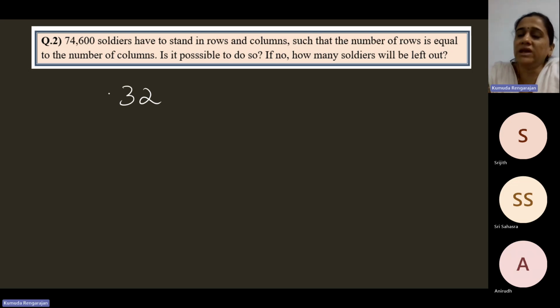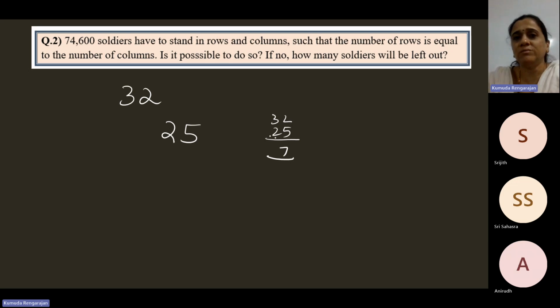So how many children will be left out? You will consider all the children to the extent you can make a square. Then some children will be left out, right? So how many children will be included in the square and how many are left out? So 25 children will be included in the square and 32 minus 25, seven of them will be left out.